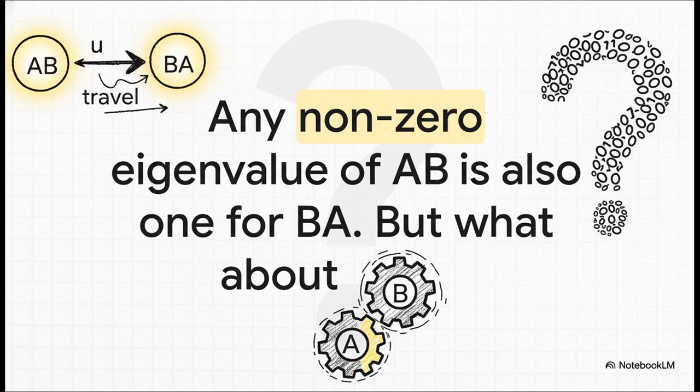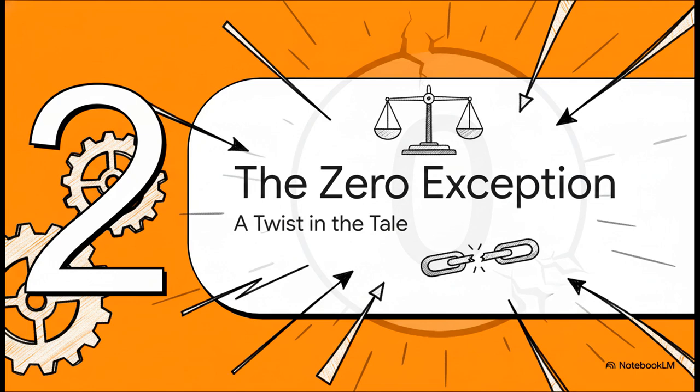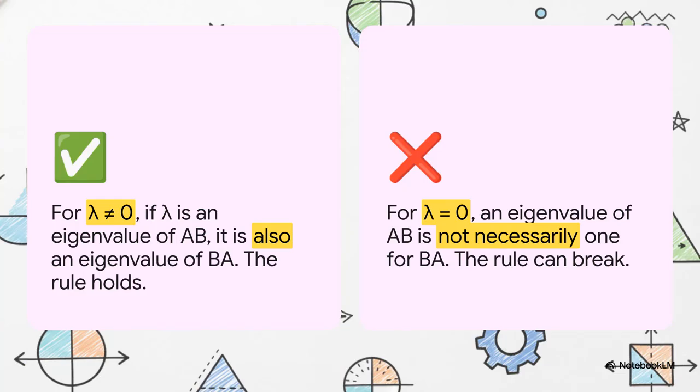But did you notice I kept saying non-zero eigenvalue? What happens if lambda is 0? This is where our nice, neat story hits a plot twist. Does this perfect symmetry still work when the eigenvalue is 0, or does the whole thing fall apart? You know, for every single non-zero eigenvalue, the rule is rock solid. AB and BA perfectly mirror each other. But for the 0 eigenvalue, well, that mirror can shatter. Just because AB has a 0 eigenvalue doesn't mean BA has to have one.